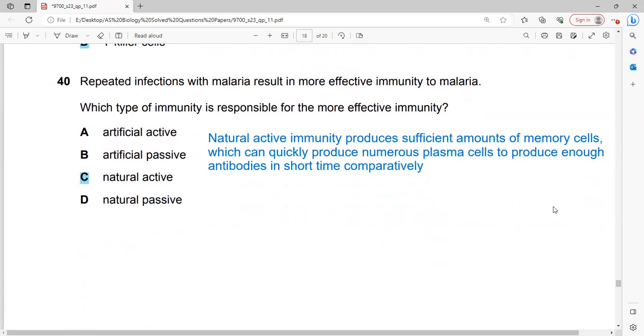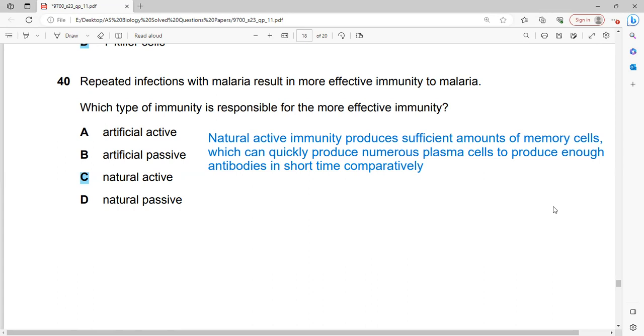The repeated infections with malaria result in more effective immunity to malaria. So which type of immunity is responsible for the more effective immunity? If we are suffering again and again from malaria, malaria contains different types of pathogen. So if these different pathogens are attacking our body, there is enough time for our immune system to produce multiple different types of antibodies against different varieties or strains of malaria.